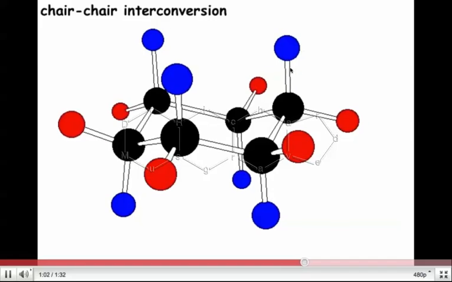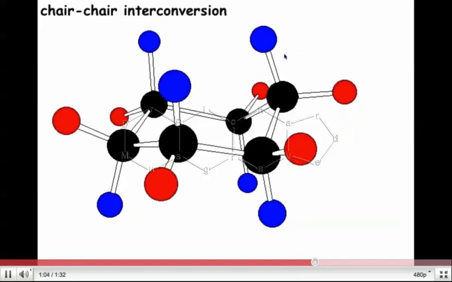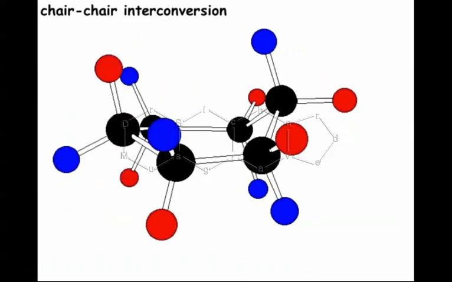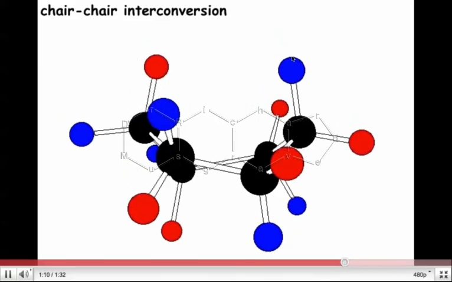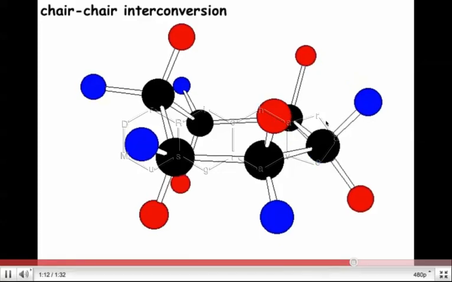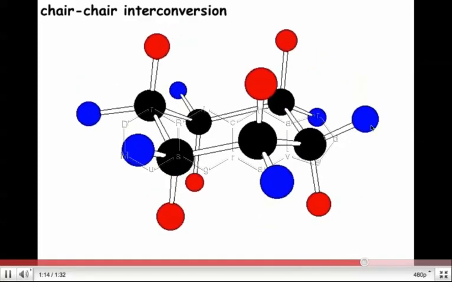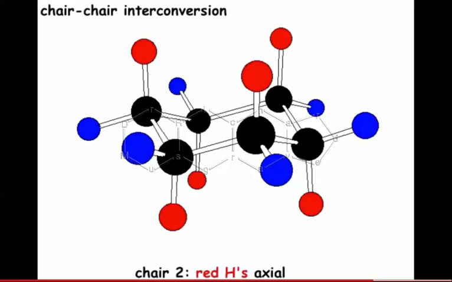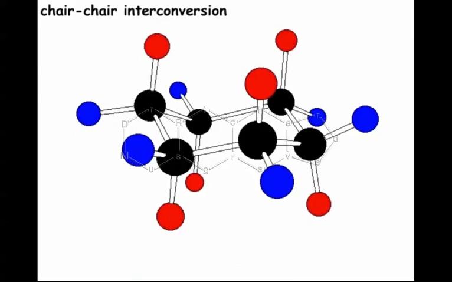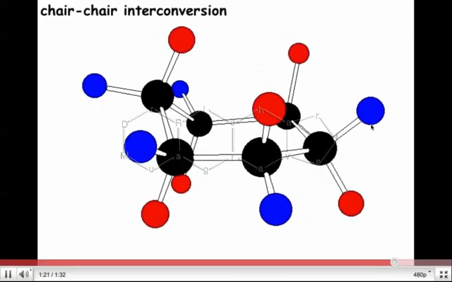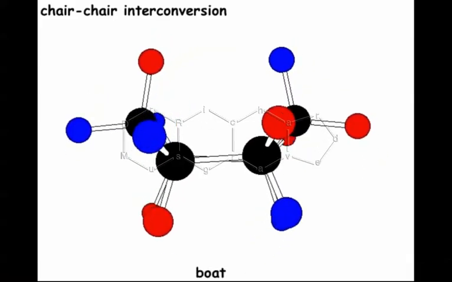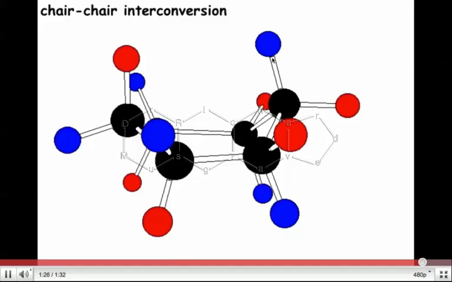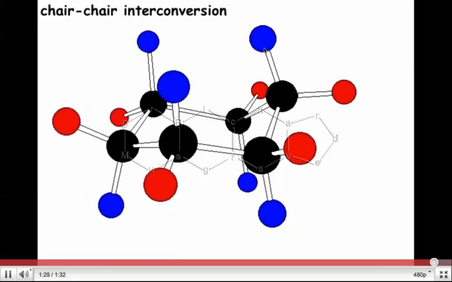So what's happening is that anything that was axial becomes equatorial, anything that was equatorial becomes axial, but they still maintain their same position relative to the plane of the ring. Anything that's sticking up remains sticking up at all times, but just converts between being axial and being equatorial. And there we are, back to where we started.